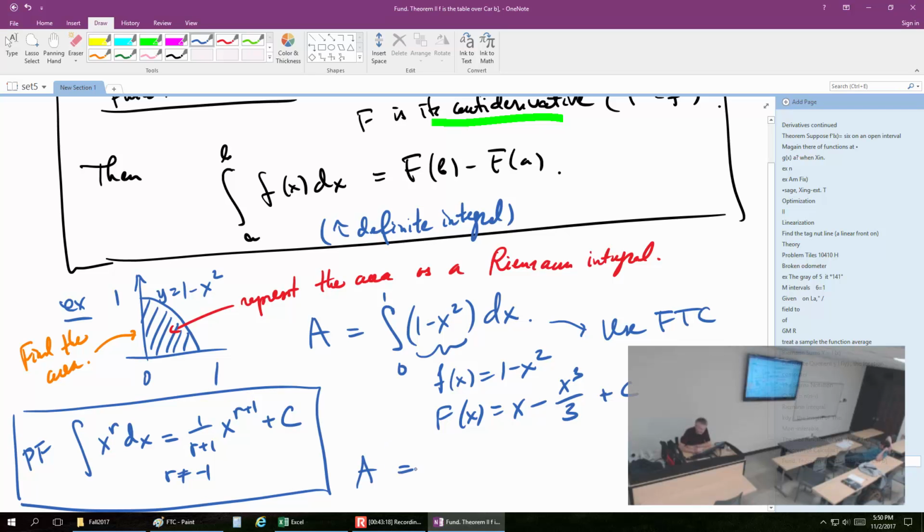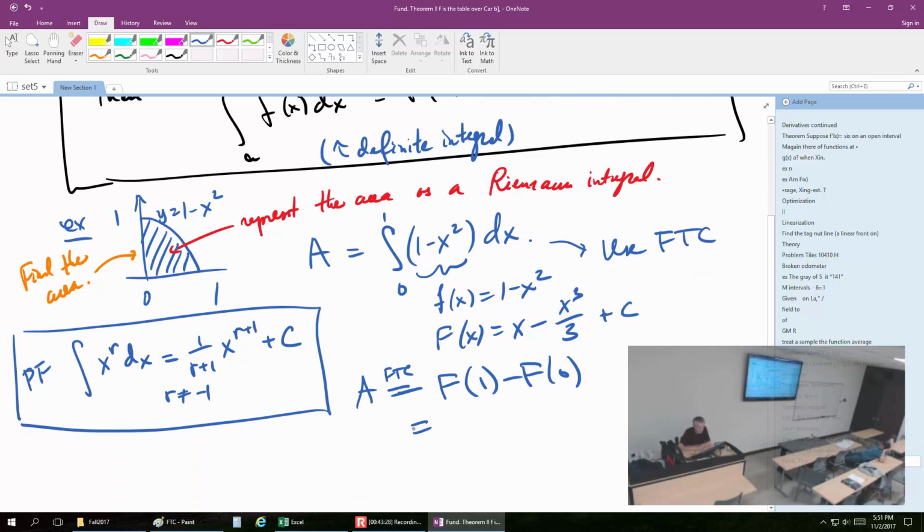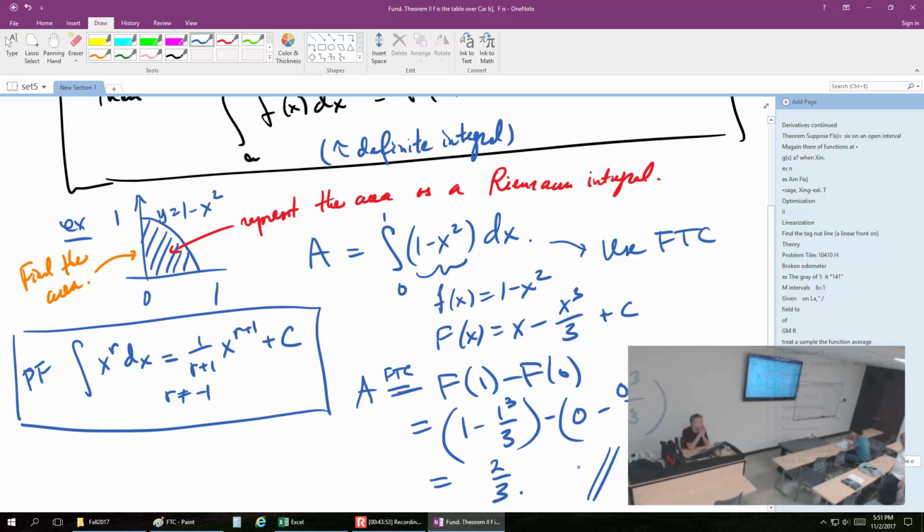So then the area, according to the fundamental theorem of calculus, is equal to F of 1 minus F of 0, and that is really uncomplicated because I just plug 1 into my function. So it will be 1 minus 1 cubed over 3, right? That's F of 1. And I substitute 0 minus 0 cubed over 3, and that's pretty much it. It will be 1 minus 1/3, or 2/3. The end. That was pretty easy in comparison to that computation.